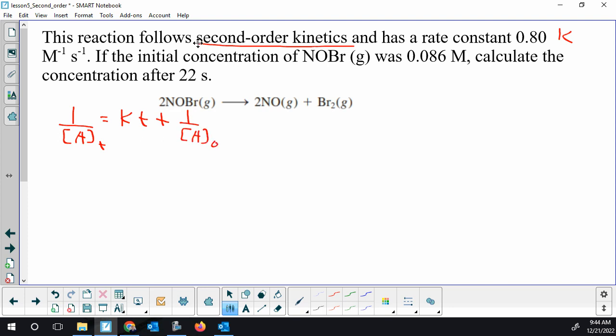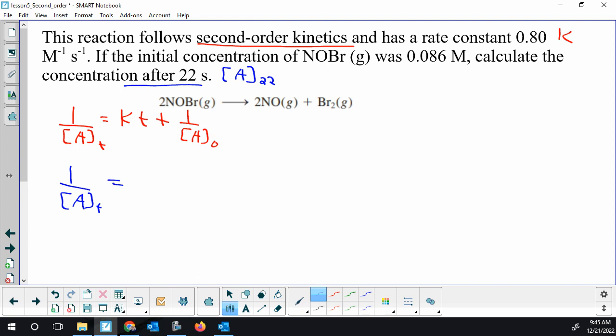So I'll go through the math fairly quickly. This is not tricky algebra. The natural log was a little bit more tricky in the previous first order kinetic lesson. So the heart of this question is calculate the concentration after 22 seconds. So that is our concentration at some later time. Instead of writing subscript t, I'm going to write after 22 seconds. So that's what we're after.